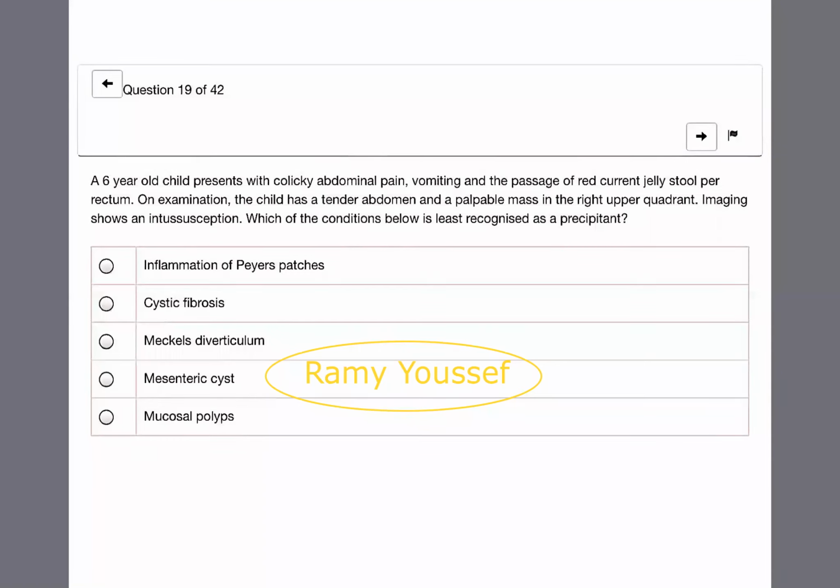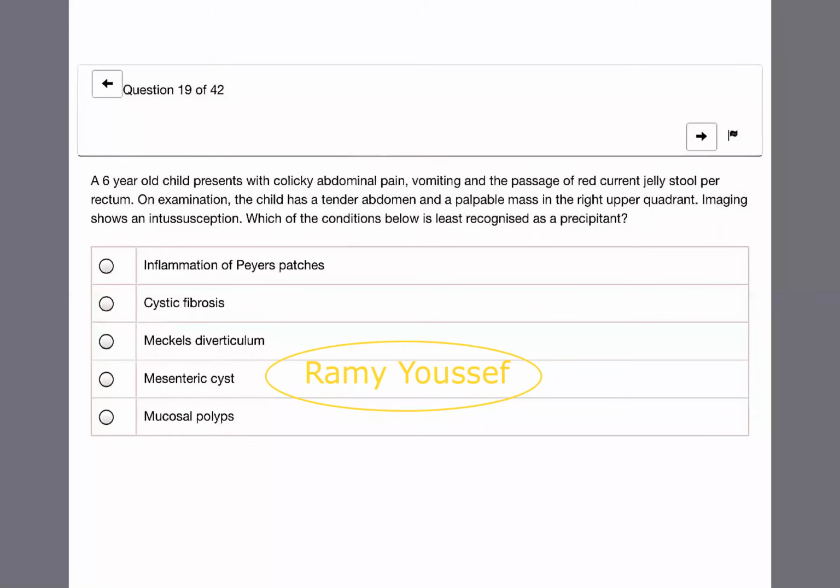Cystic fibrosis, Meckel, mesenteric cyst, I think, because this is in the mesentery, not the head of the intussusceptum. Inflammation in Peyer's patch can cause it. Cystic fibrosis can cause it. Meckel diverticulum is the head of the intussusceptum. Mucosal polyp can cause it. Mesenteric cyst, because this is in the mesentery, will not cause it. It's not the head of the intussusceptum.